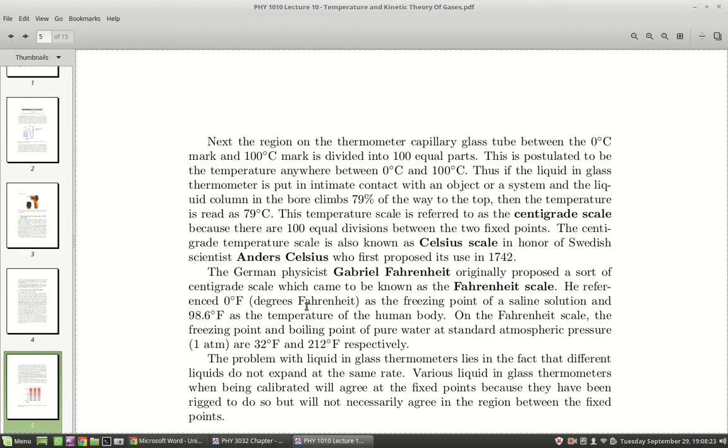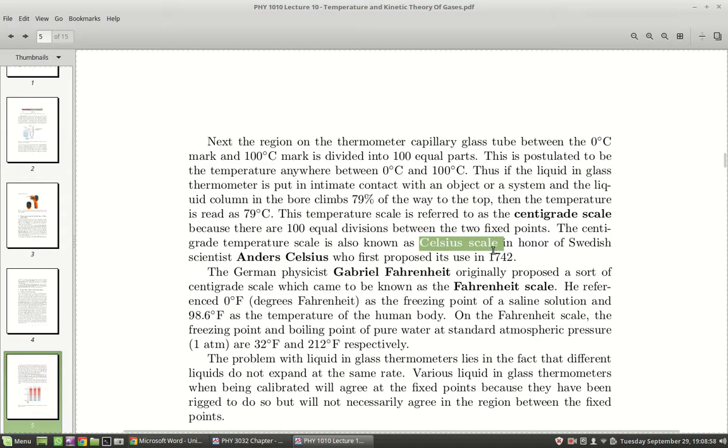And this kind of thermometer, where the space between the first mark, the fixed lower mark, and the upper mark is divided into 100 equal parts, is what's known as the centigrade scale. The first person to come up with this centigrade scale is a Swedish scientist known as Anders Celsius. And sometimes this centigrade scale is referred to as the Celsius scale. Okay. He first proposed that in 1742.